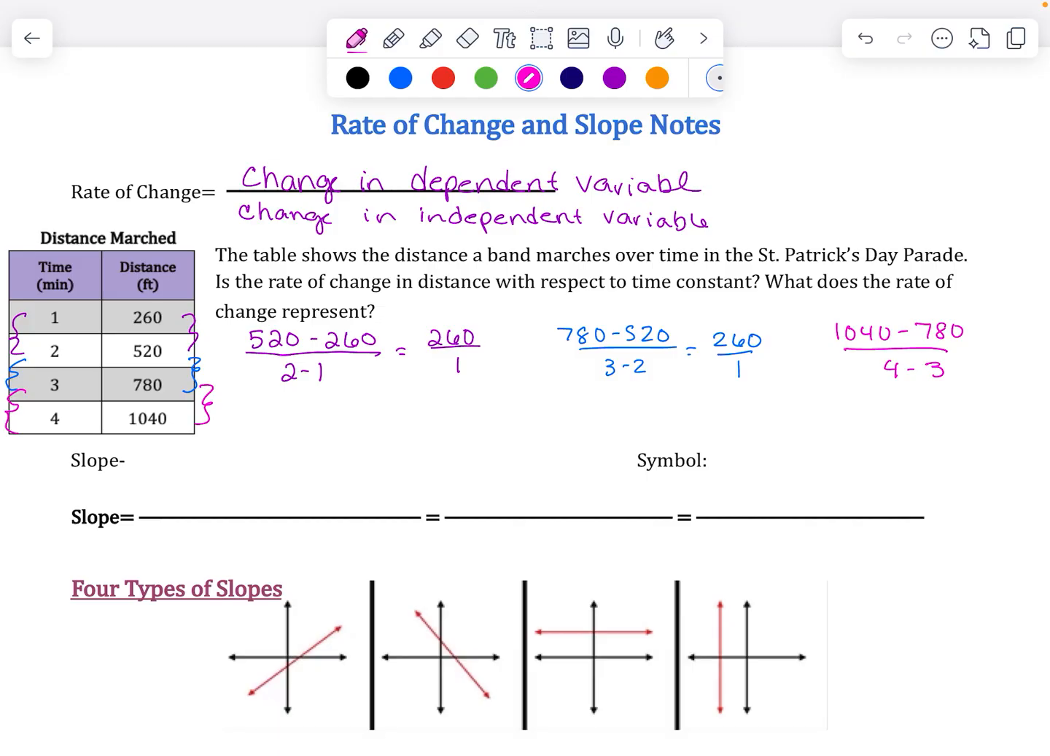So, is the rate of change constant? Yes. What does it mean? This means that they marched 260 feet per minute.